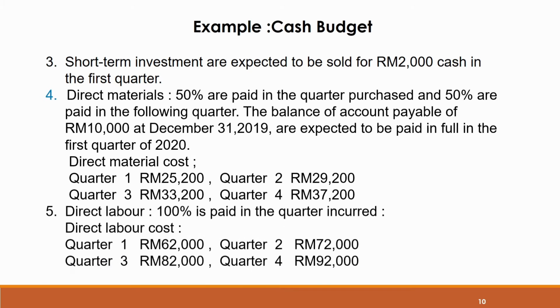Number 5, direct labor. 100% is paid in the quarter incurred. So you are given the direct labor cost. Quarter 1, Rm 62,000. The second quarter, Rm 72,000. The third quarter, Rm 82,000. And the last quarter, Rm 92,000. So we have to record this in the cash disbursements or cash payments.